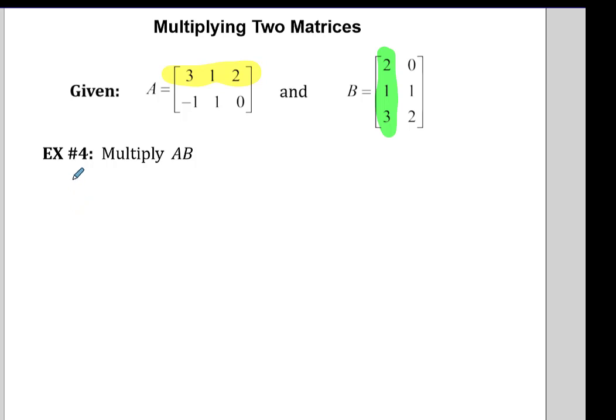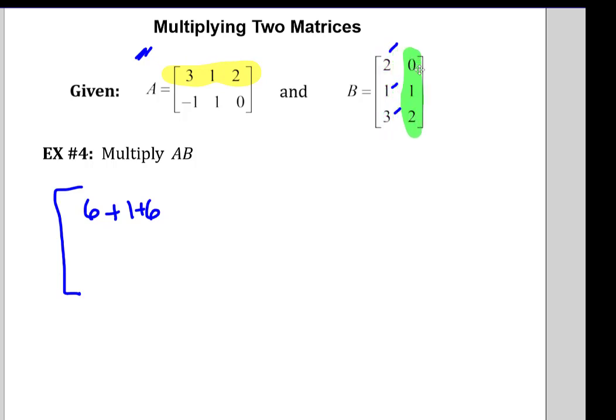So we want to multiply 3 times 2. So I'm looking at this element and this element. 3 times 2, and then 1 times 1, and then 2 times 3. And that's going to be the element, or the number, or the answer that we'll have in row 1, column 1.